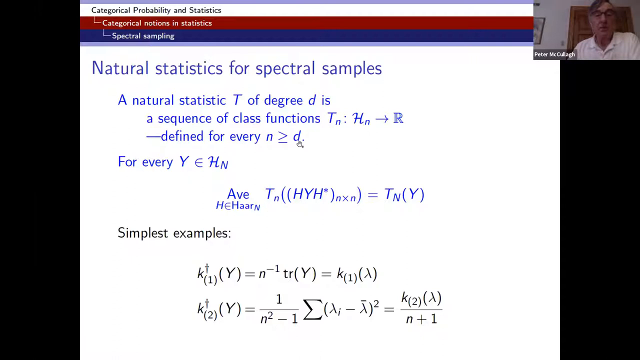And the key property of these functions is that the average value of t little n calculated on these little n by little n submatrices that are freely randomized submatrices has to be exactly equal to the value of t capital N on the big matrix. So this is the key inheritance property that ties this sequence of functions together. Well, it's sort of interesting just to see what comes of that definition. But it's fairly easy to see that the average eigenvalue will be such a function.